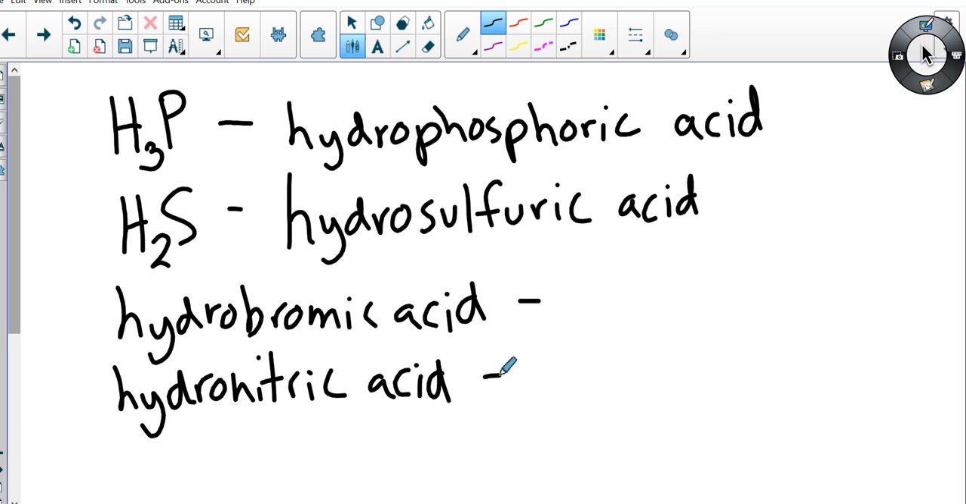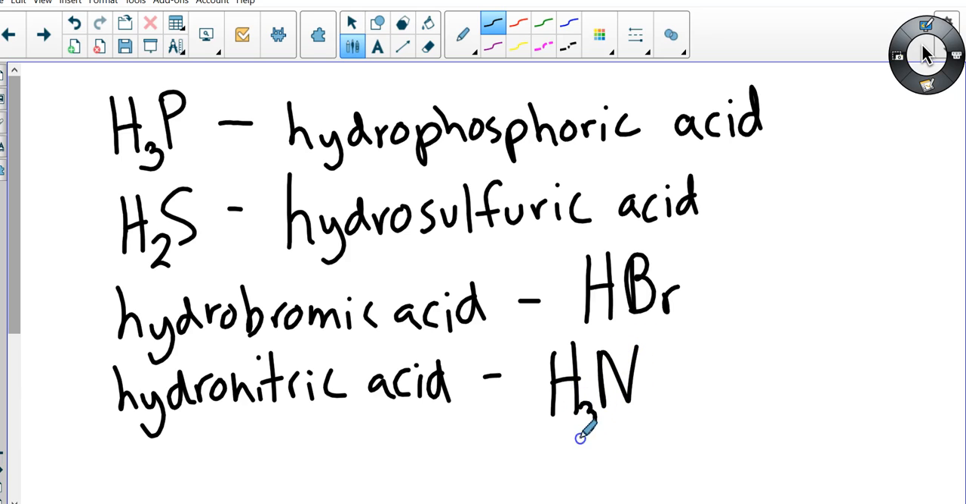Okay. Val, take me through the first one. Do I need more than 1 H? No, because bromine as an ion is 1 minus. Do y'all understand? You have to make sure acids are neutral. Okay, hydronitric acid. Abby. H3 and... Do y'all understand why she put a 3 right there?